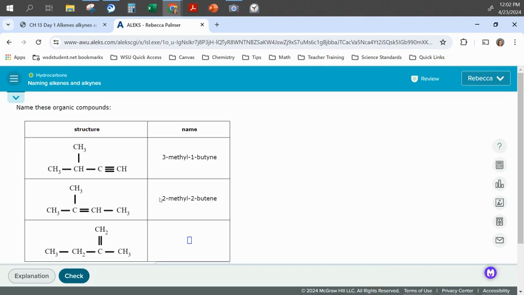E-N-E, butene. There's a double bond. This suffix is telling me there's a double bond, and the 2 is telling me that it's at the 2 position. It starts at the 2 position.